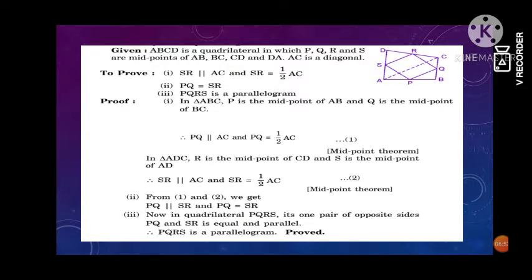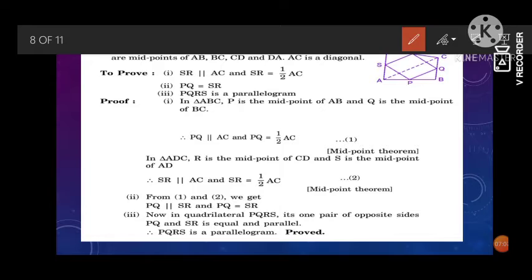Again in the given, you can see ABCD is a quadrilateral in which P, Q, R and S are the midpoints, and AC is a diagonal. We have to prove the following points: SR is parallel to AC, SR is half of AC, PQ is equal to SR, and PQRS is a parallelogram. To prove the first one, in triangle ABC, you can see P is the midpoint of AB as well as Q is the midpoint of BC.